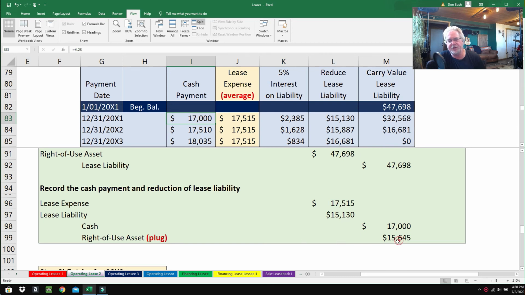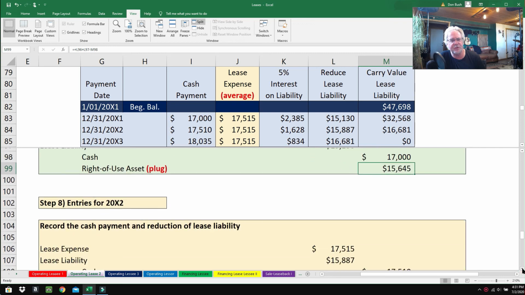So you just write in whatever it takes to make this journal entry balance, and it miraculously all works out in the end. So this is a plug. If you don't know what a plug is, what you do is you add up your debits, subtract away your credit, and whatever's left is the plug. So there we go. There's our first entry. So let's go down to the second year.